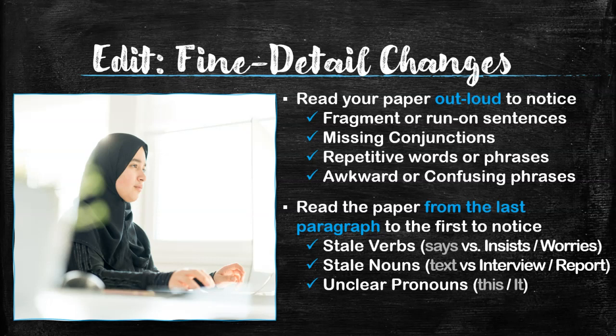So one example of a stale noun that we see a lot in college writing is "this reading says," "this text says." But it's so much more powerful to say, like, "this interview worries about," or "this report insists that," things like that. So verbs and nouns that elevate your writing. And then always end out your fine detail editing by making sure that your works cited page is alphabetized and correctly formatted. Take a look at your notes for your tips on revising and editing.